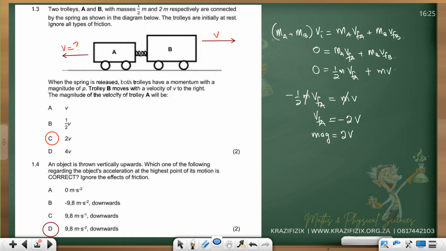Let me know if we are on the same page. Are we on the same page?